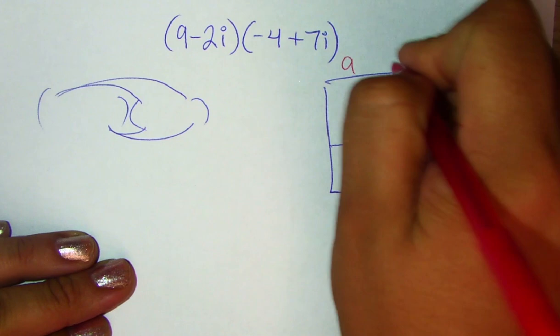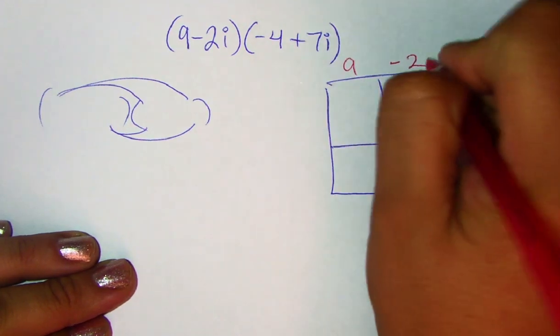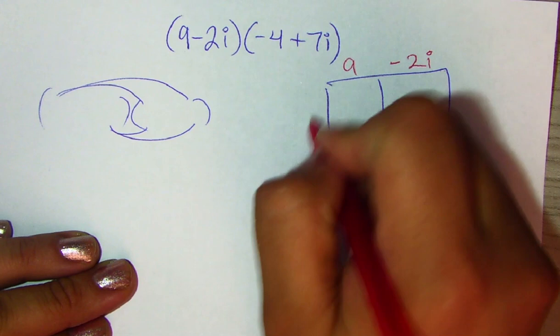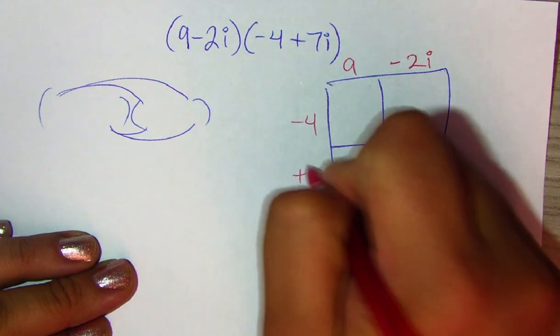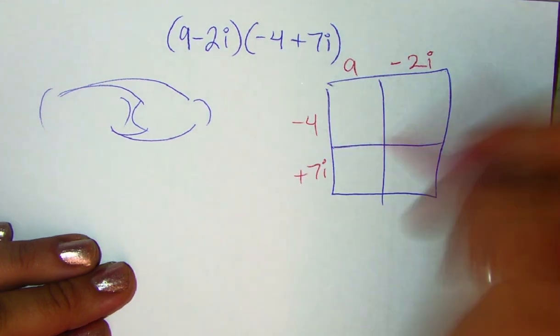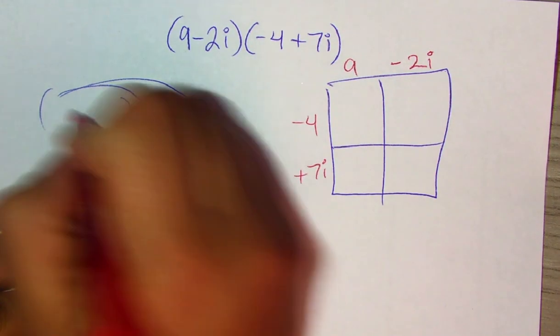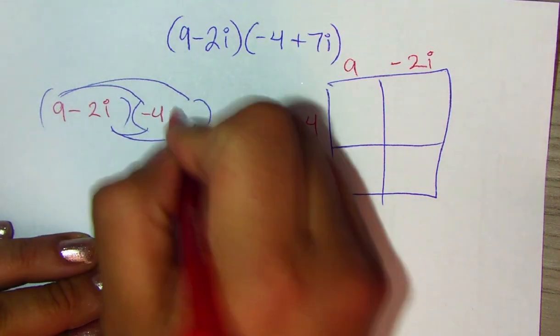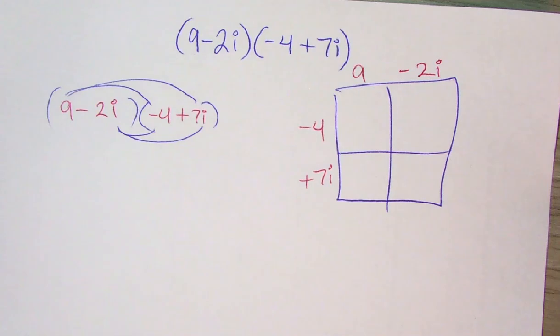For the box, you need to write the factors on the outside, so 9 minus 2i on the top, and negative 4 plus 7i on the side. For those of you doing the FOIL method, you're going to just write the factors the way you have them. And then when you multiply one at a time, just be careful, keep track of the i's and the i squares and all that, what they represent.